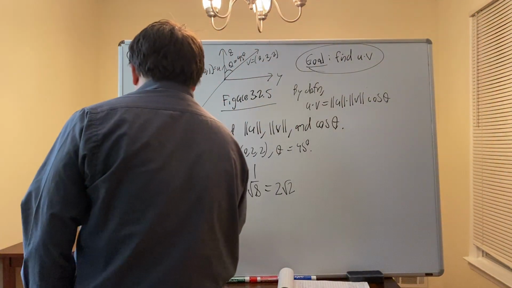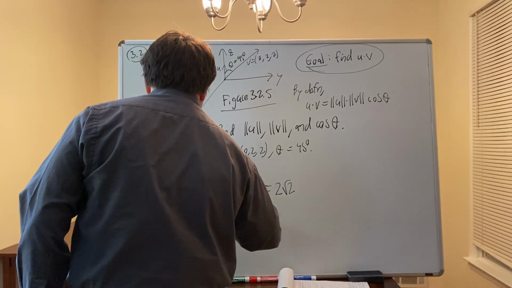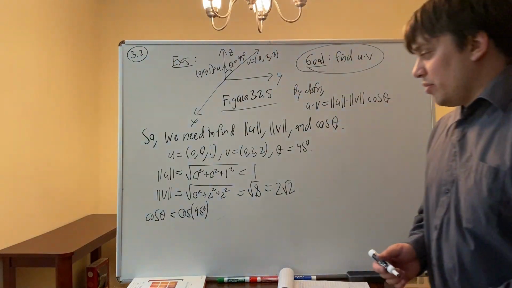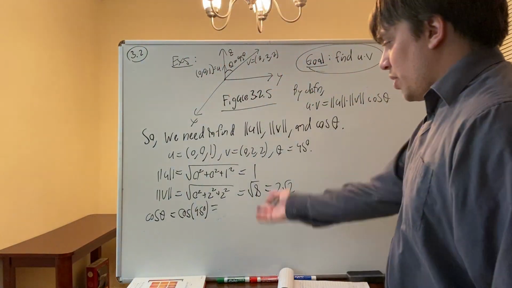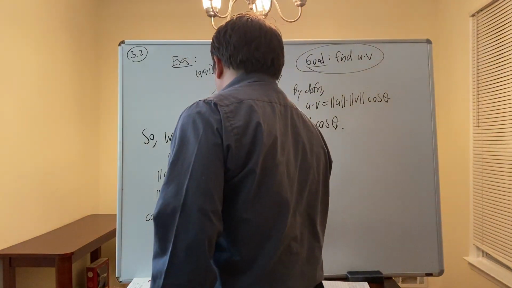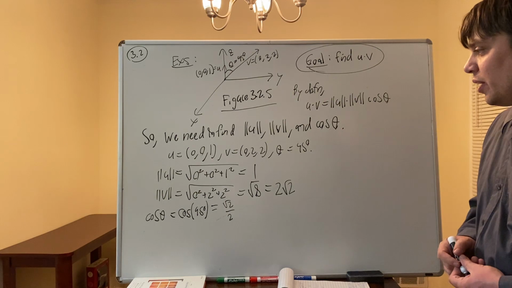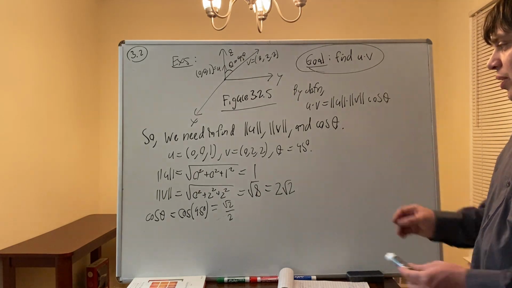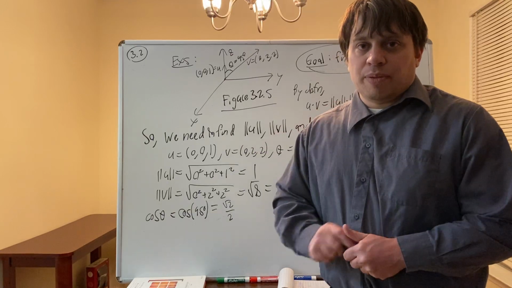Theta is 45 degrees, so what's cosine of theta? That's cosine of 45 degrees. You could write that as pi over 4 radians, cosine of pi over 4 radians, but cosine of 45 degrees is root 2 over 2. So we found the norm of u, the norm of v, and cosine theta. You know this from trigonometry and pre-calculus.